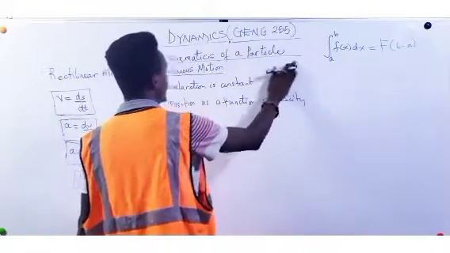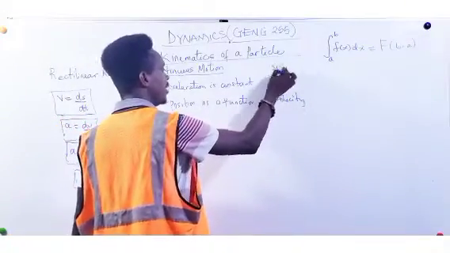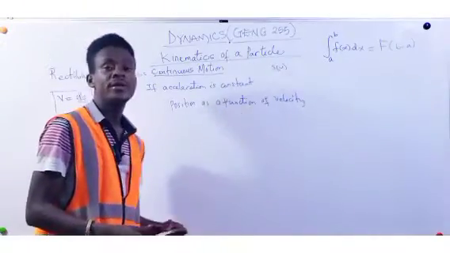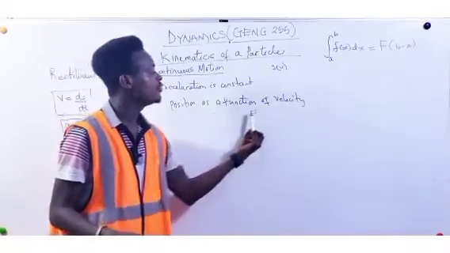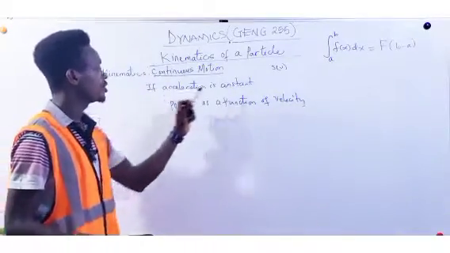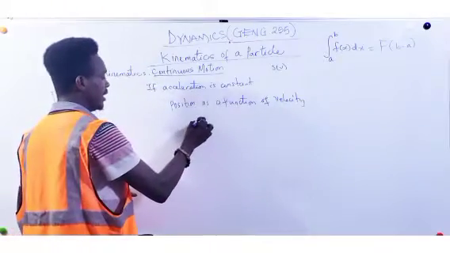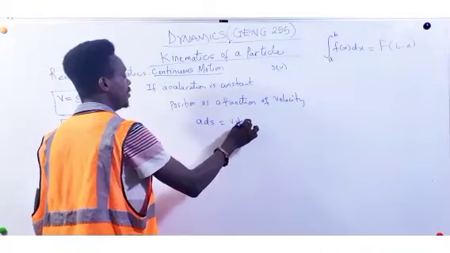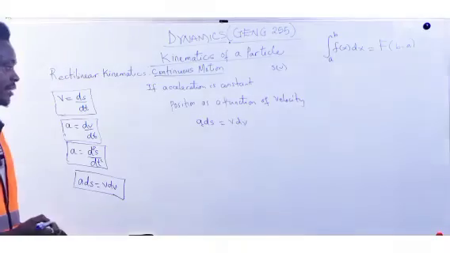If we want to relate position as a function of velocity, meaning that we have s of v, where s is the dependent variable and v is the independent variable. So if we want to find the position as a function of velocity where acceleration is constant, we'll use our last equation, which says a ds is equal to v dv. Remember, a is constant, so we call it a_c.